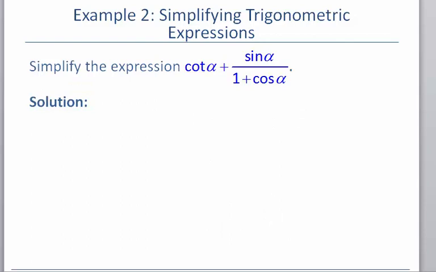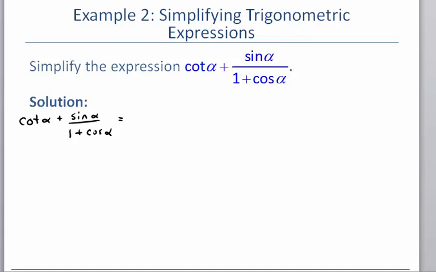So this time we want to simplify the expression cotangent alpha plus sine alpha divided by the quantity 1 plus cosine alpha. Okay, so I'm going to start out the same way. I'm going to write my original problem down. I'm going to use the same techniques.